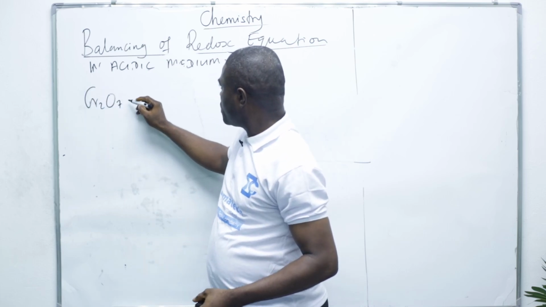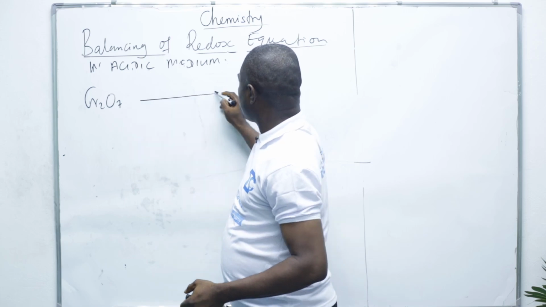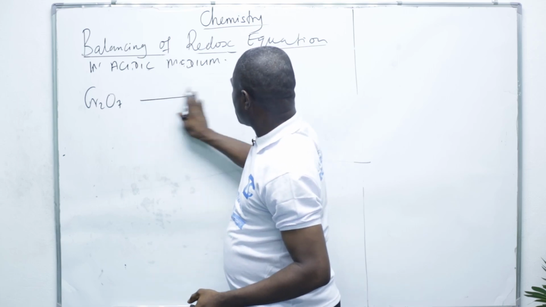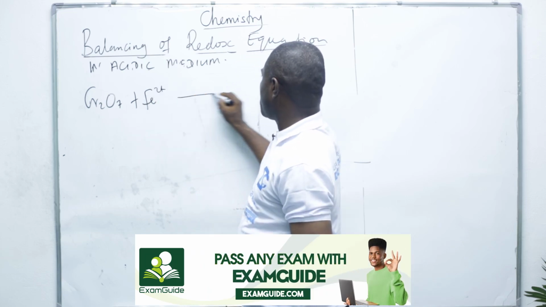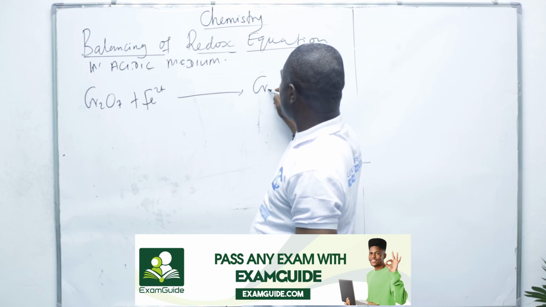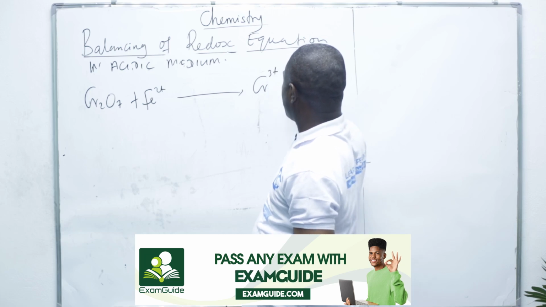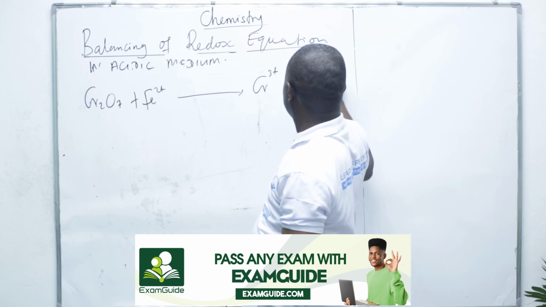Okay, let's look at the Cr2O7, reacting with Fe2. Then the products are Cr3 plus, then plus Fe what?